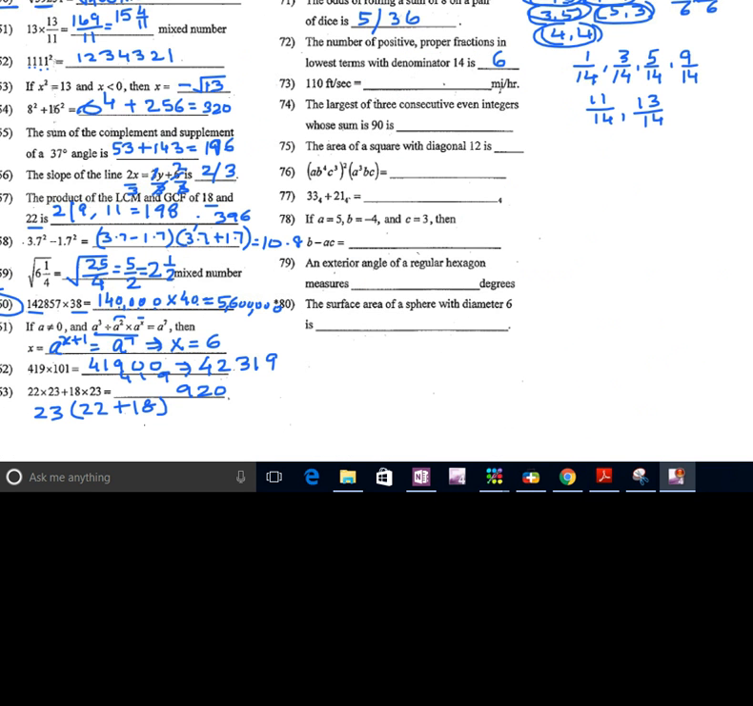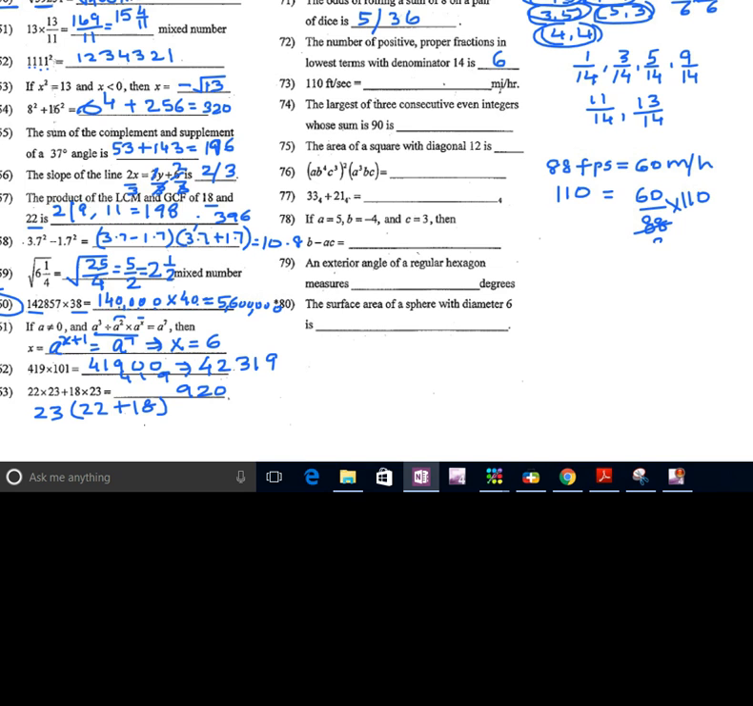Question 73. 110 feet per second is equal to how many miles per hour? What I would like you to remember is that 88 feet per second is equal to 60 miles per hour. So what will be 110 feet per second in miles per hour? So that will be 60 divided by 88 times 110.